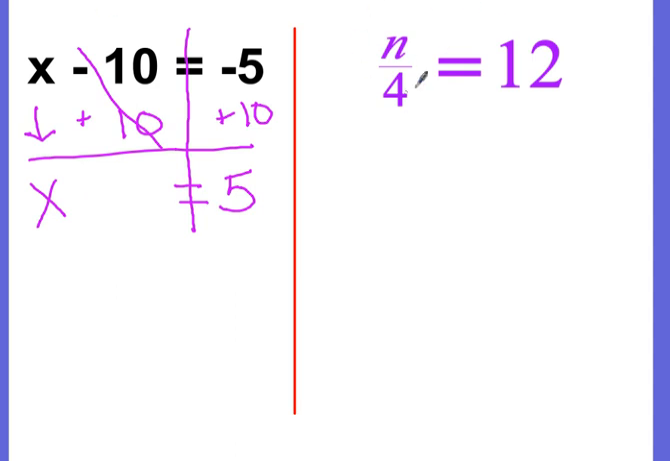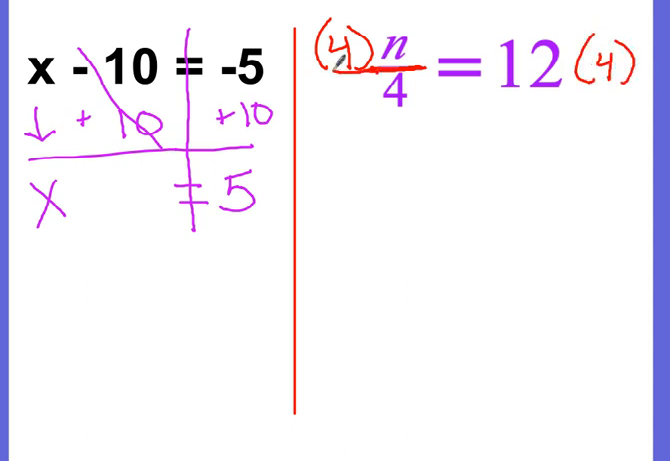Now over here, I have n over 4 equals 12. We have to remember that whenever we have this division symbol right here, this fraction, that means division. So this is n divided by 4. The opposite of division is multiplication. And so I want to multiply both sides by 4.